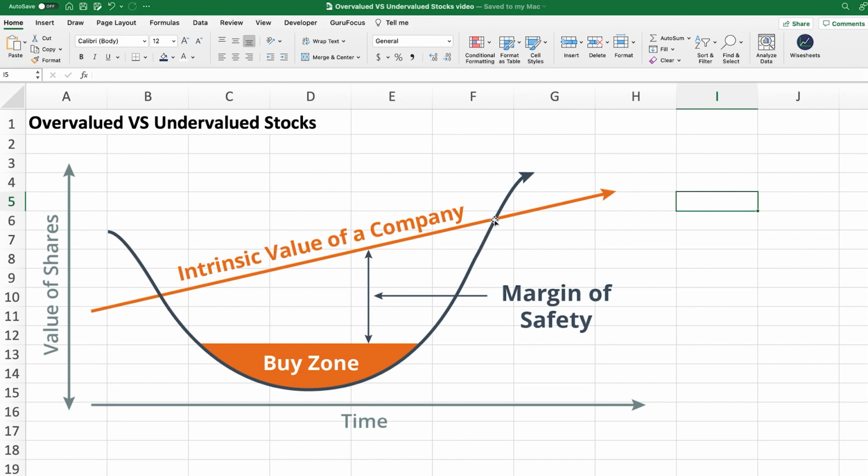Now what I'm going to share with you is the different ways in which you could look at this relationship and take advantage so that you can buy in these situations when the market price is low and the intrinsic value of a company is high.